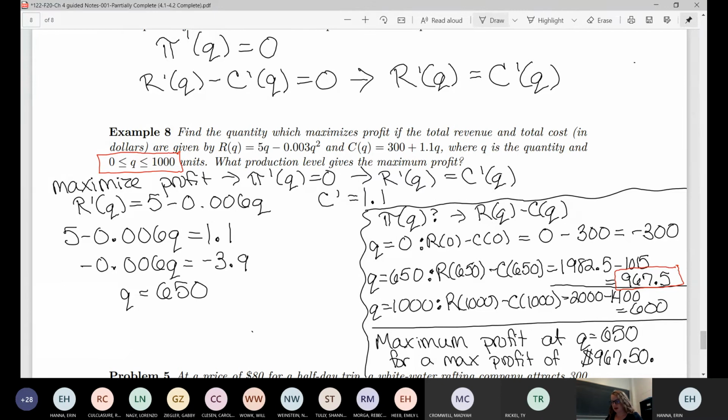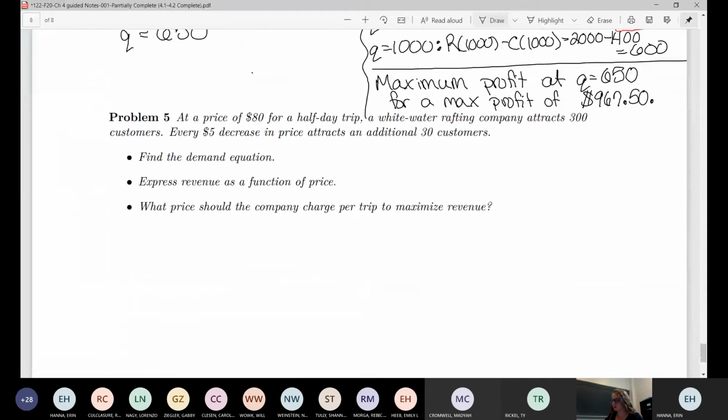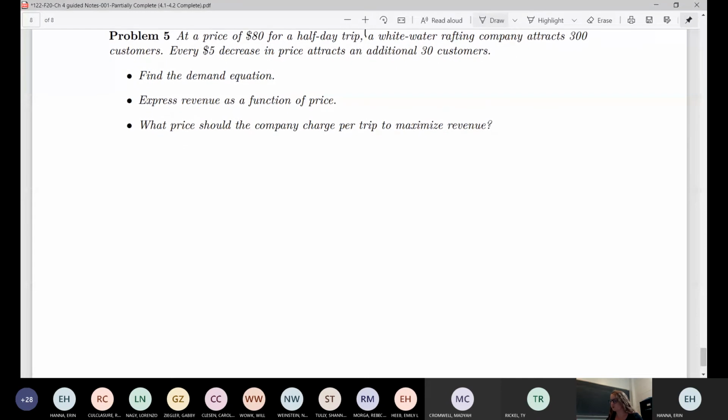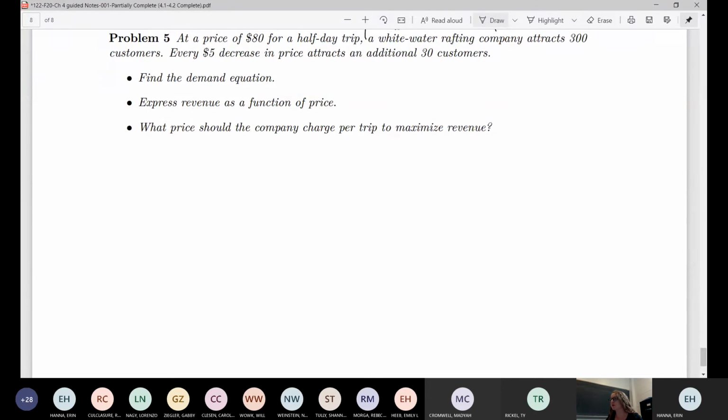So the last one has a bit more work in the beginning before we actually do a max or a min. This is kind of going back a little bit, a flashback question type of deal. So we have at a price of $80 for a half-day trip, a whitewater rafting company attracts 300 customers. Every $5 decrease in price attracts an additional 30 customers. So we want to find the demand equation, express revenue as a function of price, and then essentially maximize revenue.